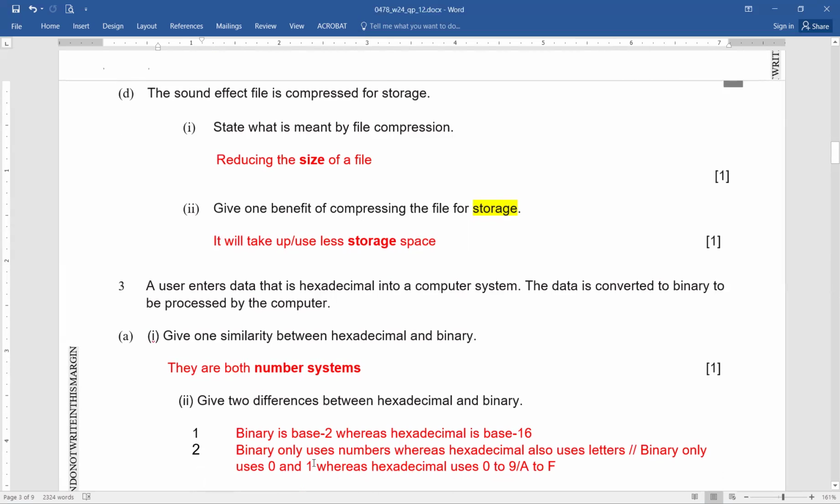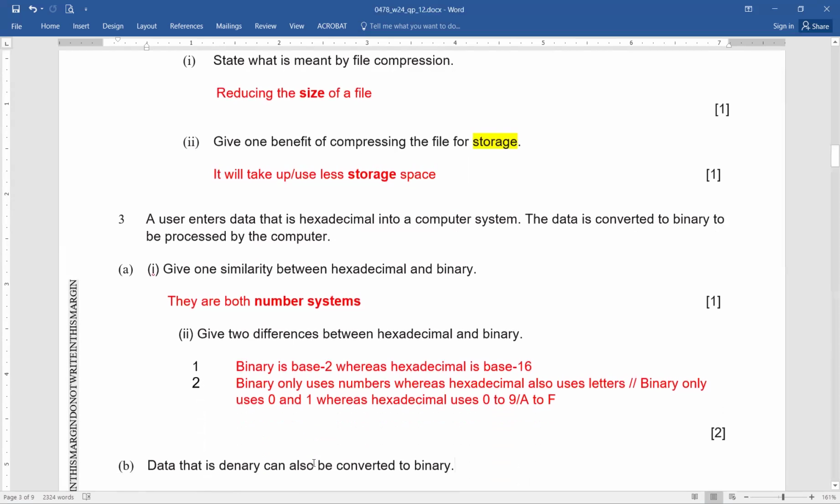Binary uses only base 2 and hexadecimal base 16, as was mentioned by Ali. The next one is going to be binary only uses numbers, whereas hexadecimal is using letters also along with numbers. Or if a student can mention binary as 0 or 1, and hexadecimal can be from 0 to 9 and then letters A to F. So that will give you 2 out of 2.